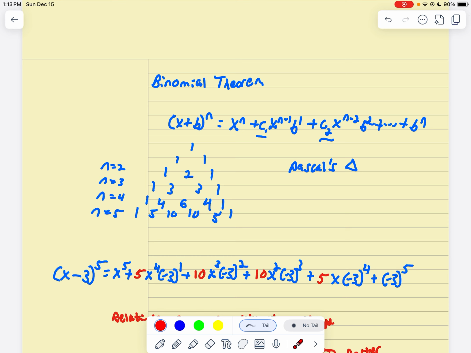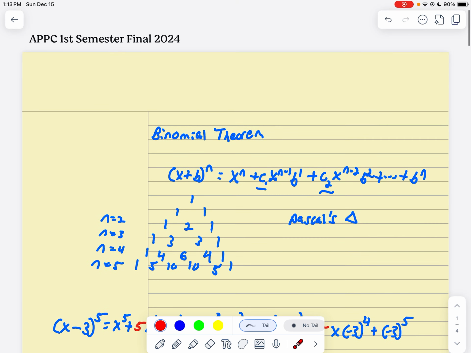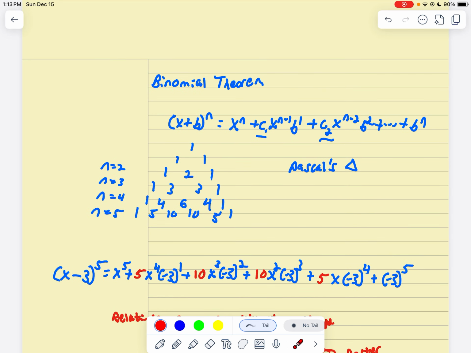Okay, so this is kind of a breakdown of your final exam. I looked at it. I wrote down the concepts. First thing you got to know is the binomial theorem.